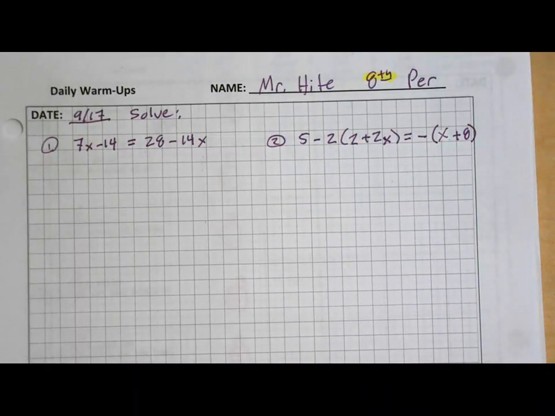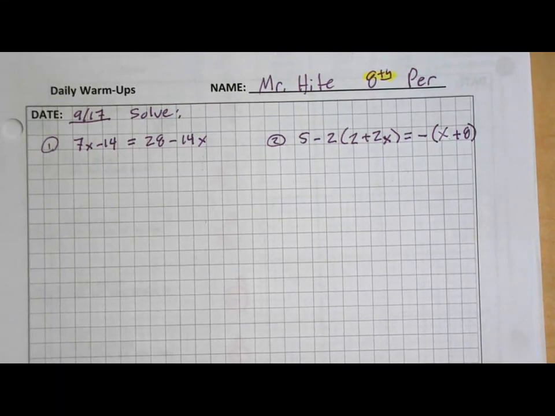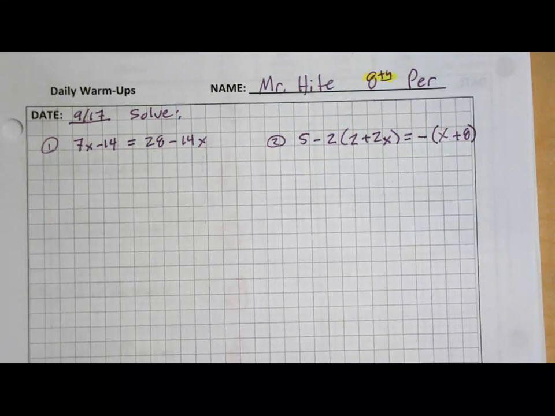If you weren't sure on some of the steps, go ahead and get your steps down and then get my attention later if you're having trouble with any of these. These are pretty important that we're comfortable solving equations like this because they're going to come up a lot in our work.